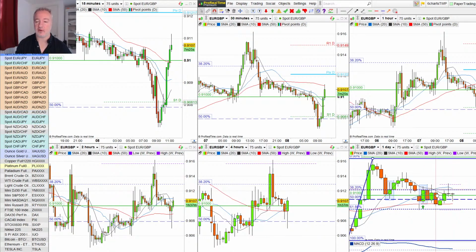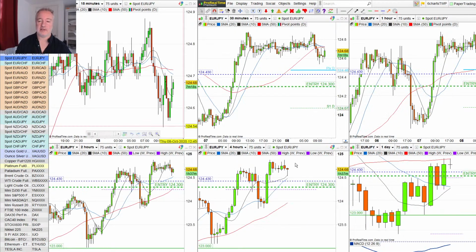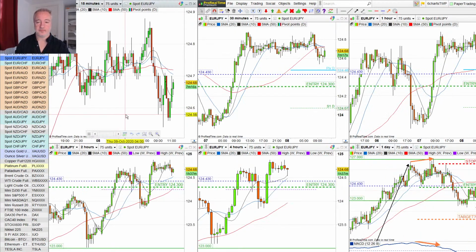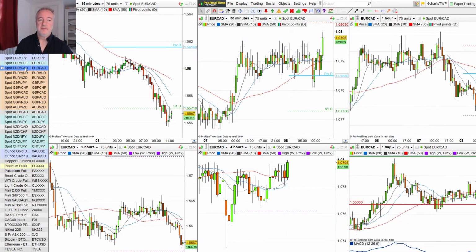Euro GBP giving those mixed daily candles a problem. It basically doesn't know which side's in control. Let's have a look at Euro Yen is still uptrending but doesn't look great. Euro Swissie is starting to look bullish. It's very messy. Look at that, just that noise. I think it's going to head higher. I just think it's very high risk.